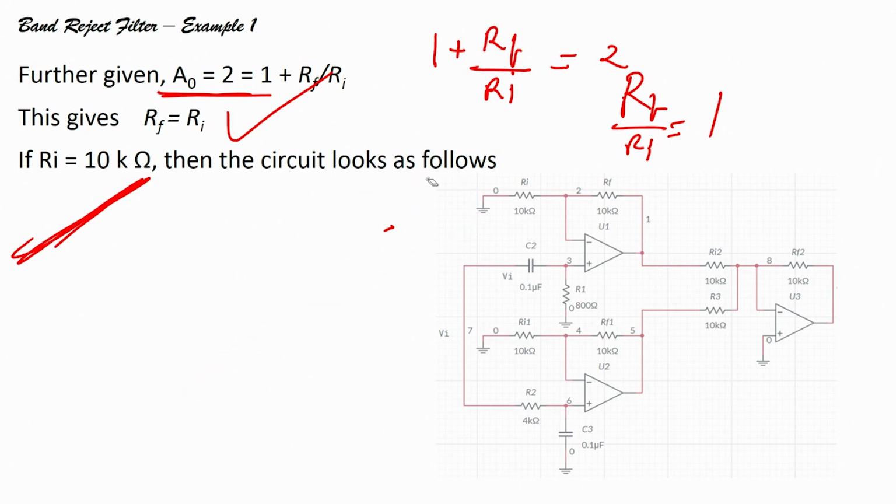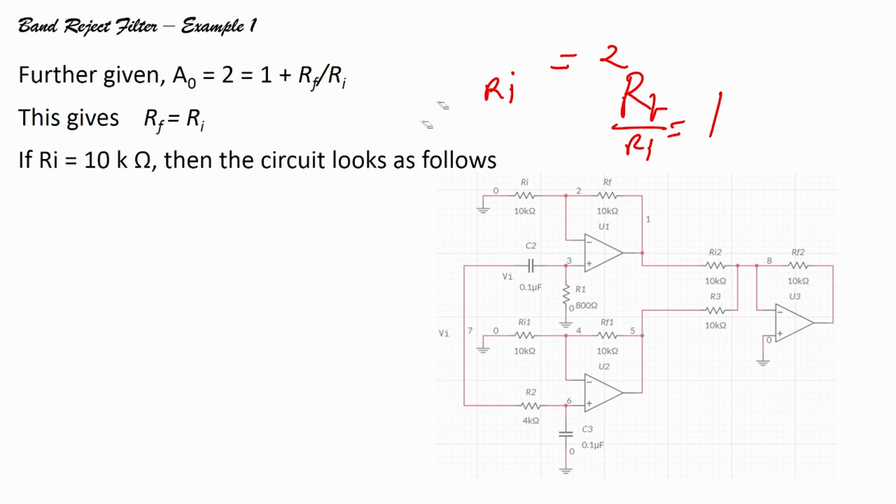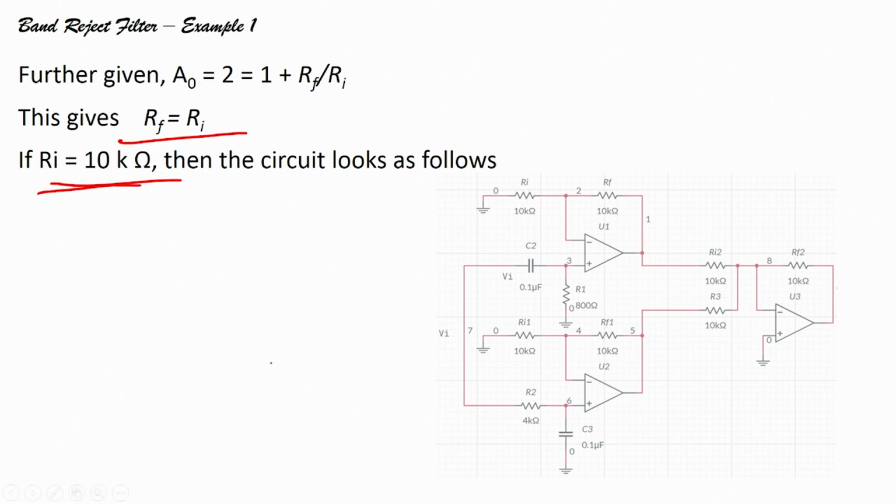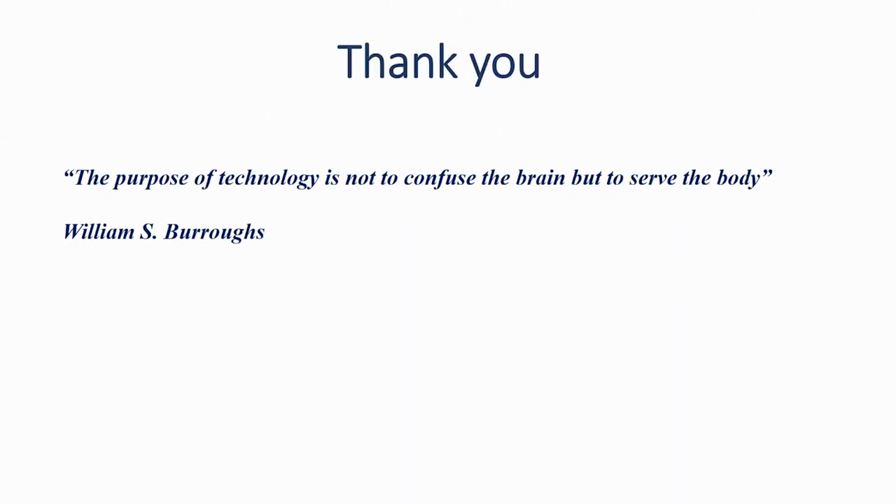Then my circuit will look like the one shown on the screen. So, I have Rf, I have Ri, and I can substitute the value of Ri. I have found C1, C2, R1 and R2, and I know R3 and Rf. So, I can easily design my band reject filter. This is how I can design my band reject filter.